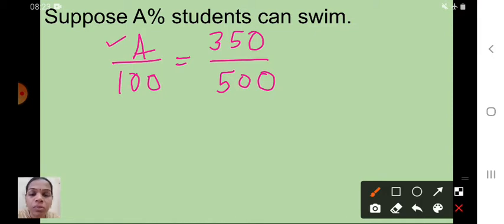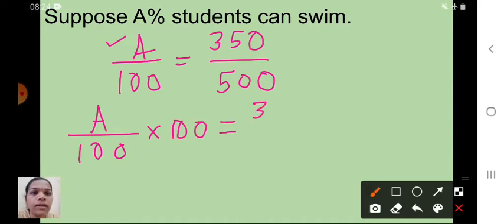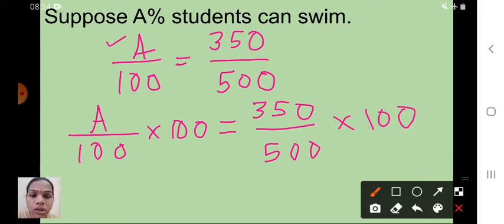So here we have to find A. So on both sides we have to multiply with this 100. Isn't it, children? Then only we can remove this 100. So A upon 100 into 100 is equal to 350 upon 500 into 100. Children, this calculation you have to write in your notebook. Okay, this 100 and this 100 cancel. So 5 ones are 5, 35, how many 5s are there? 7. This 0 will come.